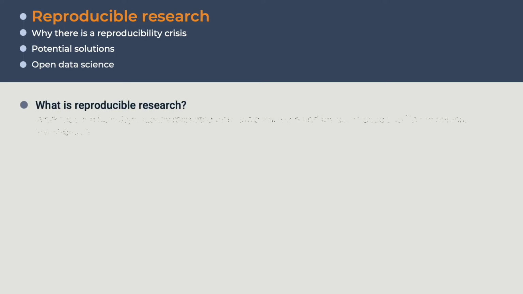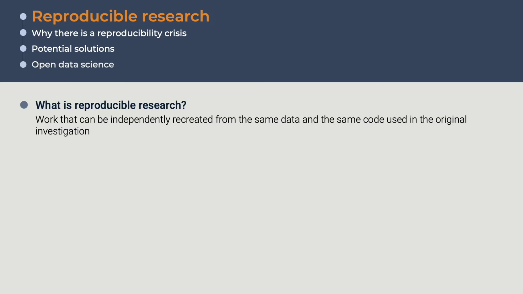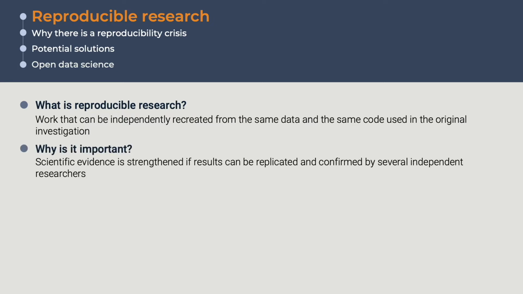Research is reproducible when other researchers can reproduce the results from the same data and code used in the original investigation. Reproducibility is a fundamental tenet of science because scientific evidence is strengthened if results can be replicated and confirmed by several independent researchers.